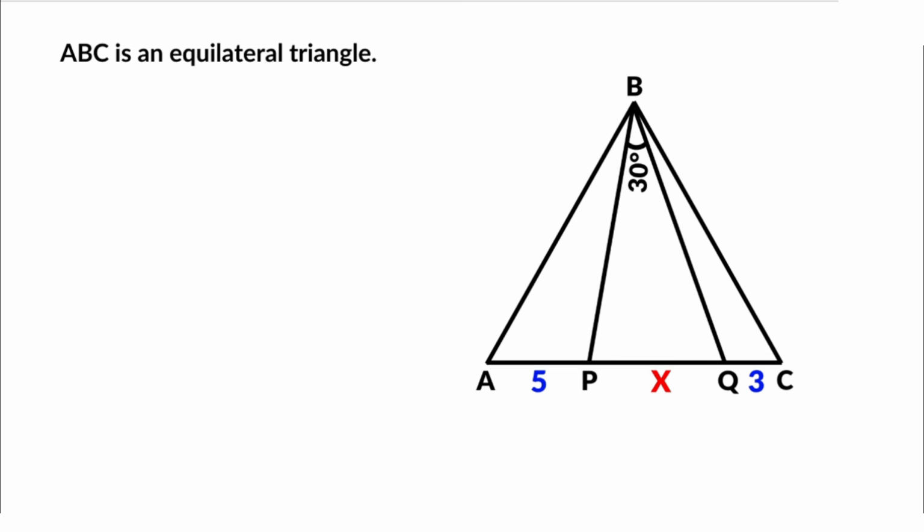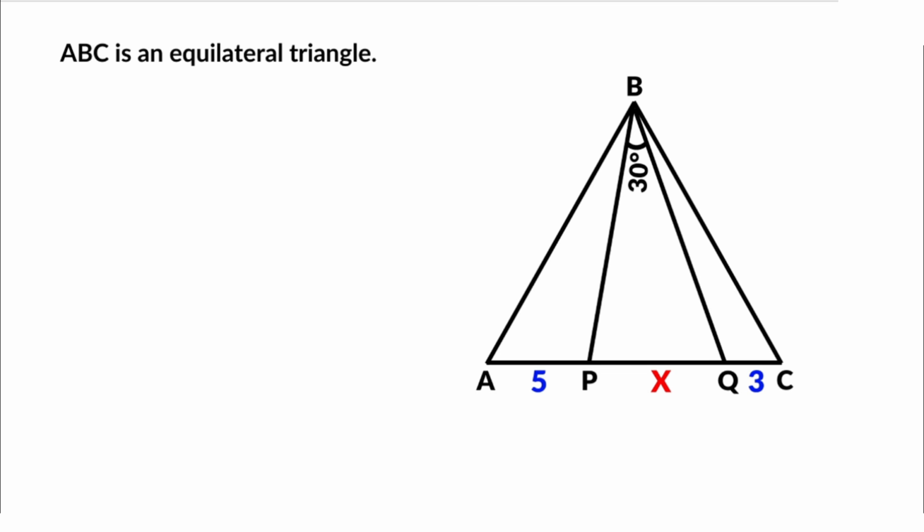Here are the clues. The angle PBQ is exactly 30 degrees. The left segment, AP, is 5 units long. The right segment, QC, is 3 units long. Our goal is to find the length of the middle segment, PQ. Let's call this unknown length X.